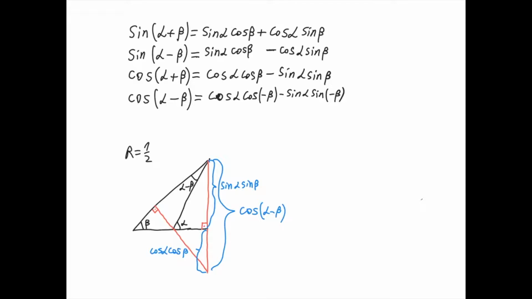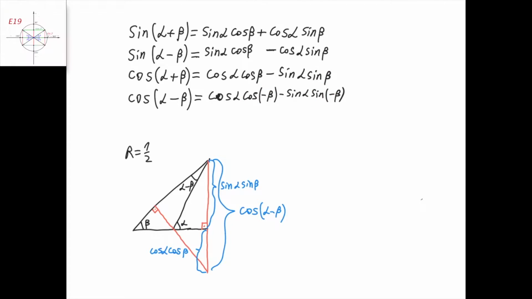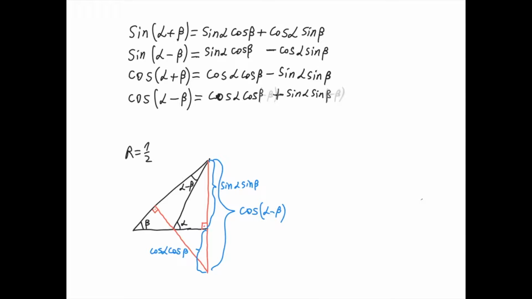Lastly, for cosine of alpha minus beta, we can just take this formula and replace beta with minus beta. Then we get cosine of alpha minus beta on the left-hand side, and on the right-hand side, instead of cosine beta, we write cosine of minus beta, and instead of sine beta, we write sine of minus beta. And now we know that cosine of minus beta is cosine of beta, and sine of minus beta is negative sine of beta. So we can replace them and get cosine of alpha minus beta equals cosine alpha cosine beta plus sine of alpha sine of beta.